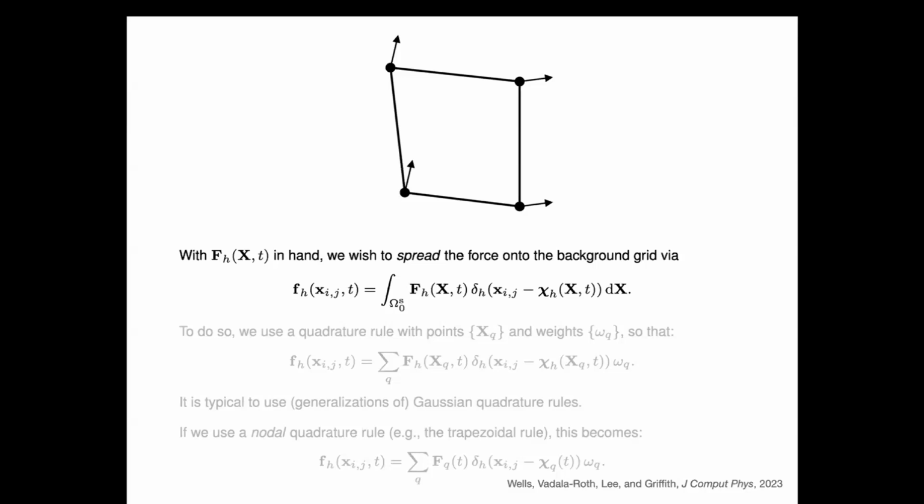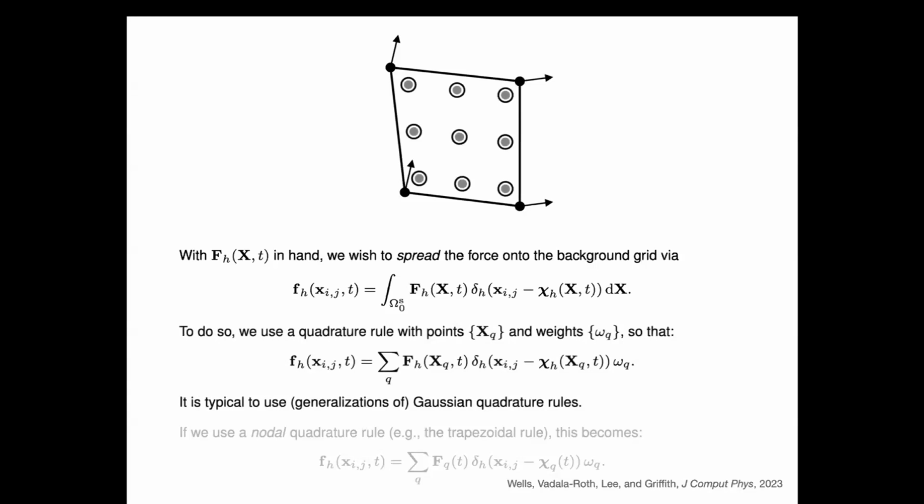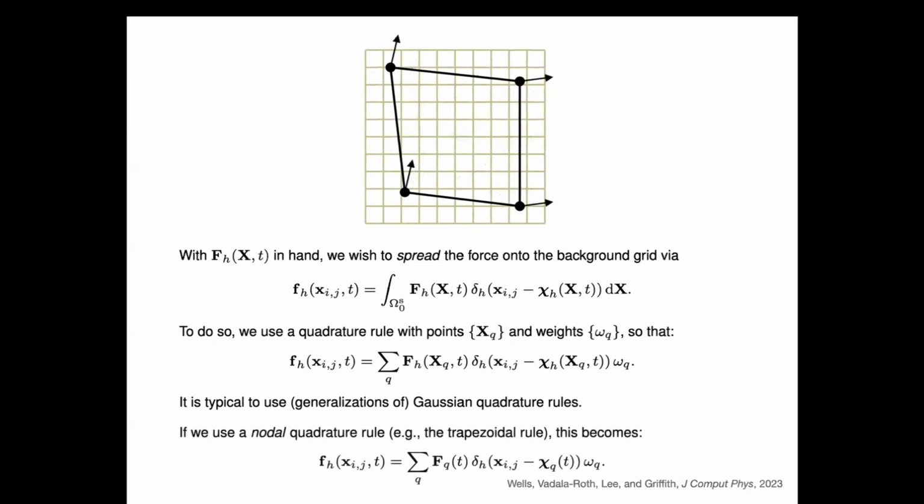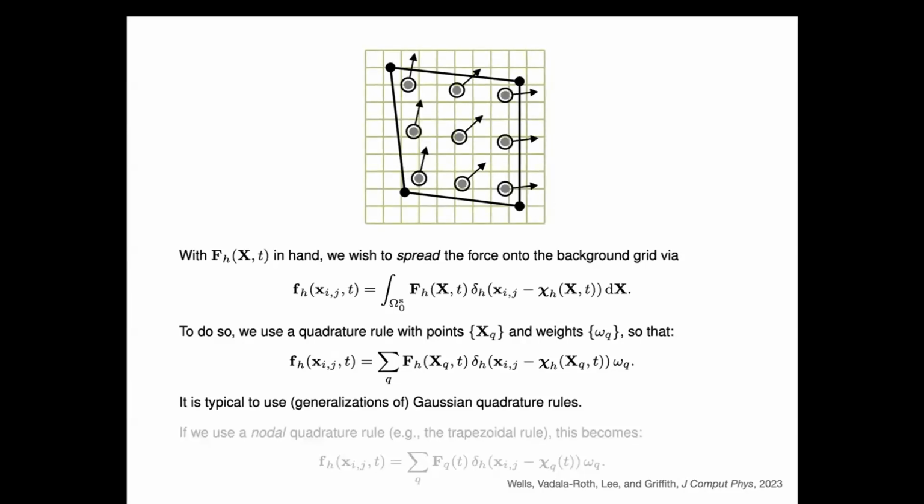So how do you compute integrals in finite element methods? Has anyone computed integrals for finite element methods? What's our favorite tool for doing this? Gauss quadrature. So just throw on Gauss quadrature nodes. You can interpolate your forces to those Gauss points, and you get weights for each of the Gauss points, and you can then use those weights to sum up the contributions of the forces times the regularized delta functions. And that's a reasonable thing to do.